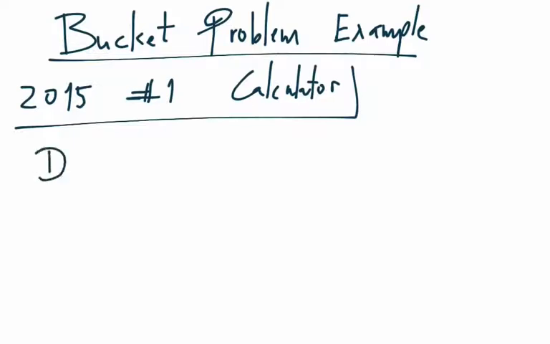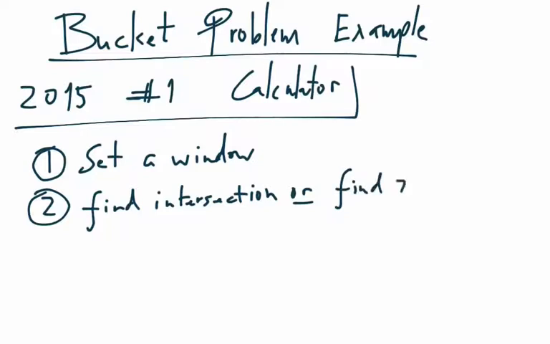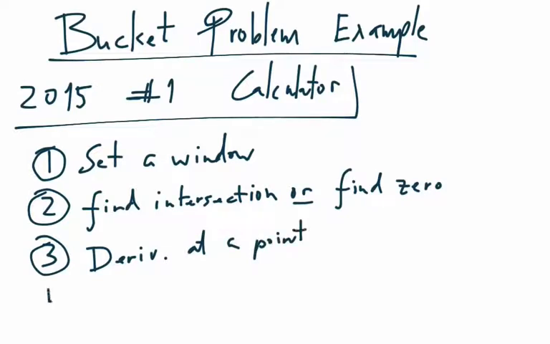Just to be clear, those skills are: 1. Set a window, so not a super difficult one, but definitely useful. The second is to find the intersection of 2 functions, or find the 0 or x-intercept of one function. The third skill is to find the derivative value at a given point. And then the fourth calculator skill is to evaluate a definite integral.